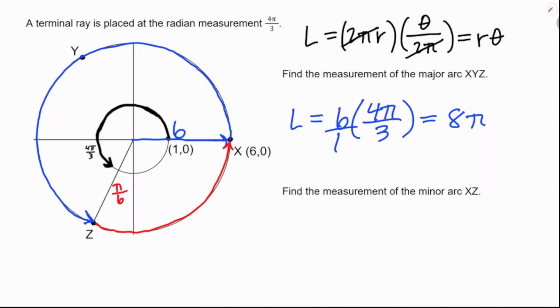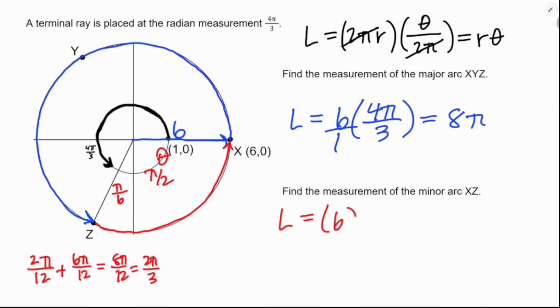And then I add another pi over 2 because of that quarter circle there. And I need to go to twelfths. So 2 pi over 12 plus 6 pi over 12 is equal to 8 pi over 12, which is 2 pi over 3. So that's the amount of theta in here. Okay, so length is equal to r theta.